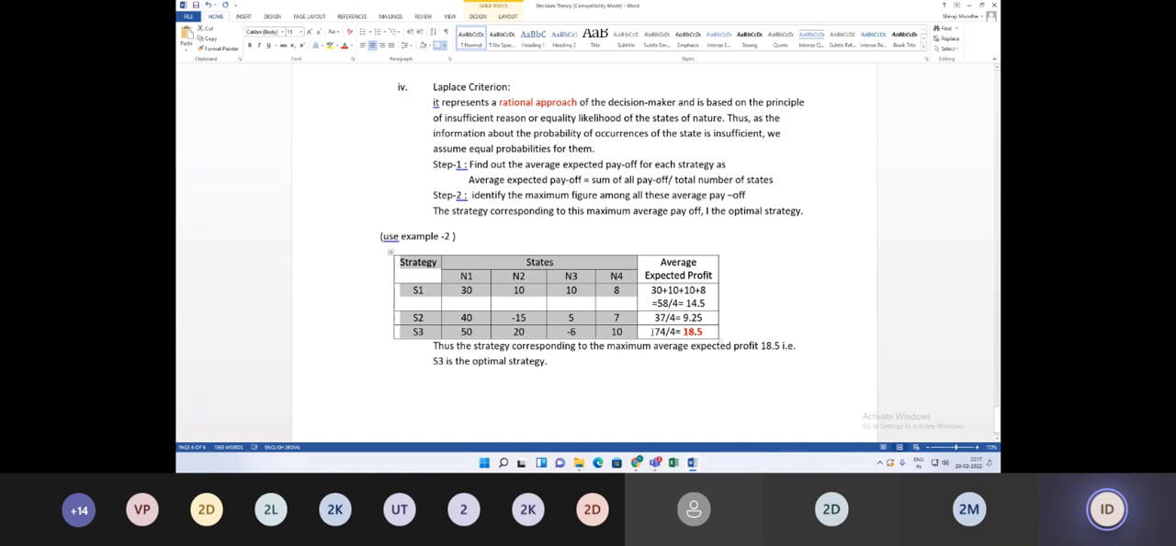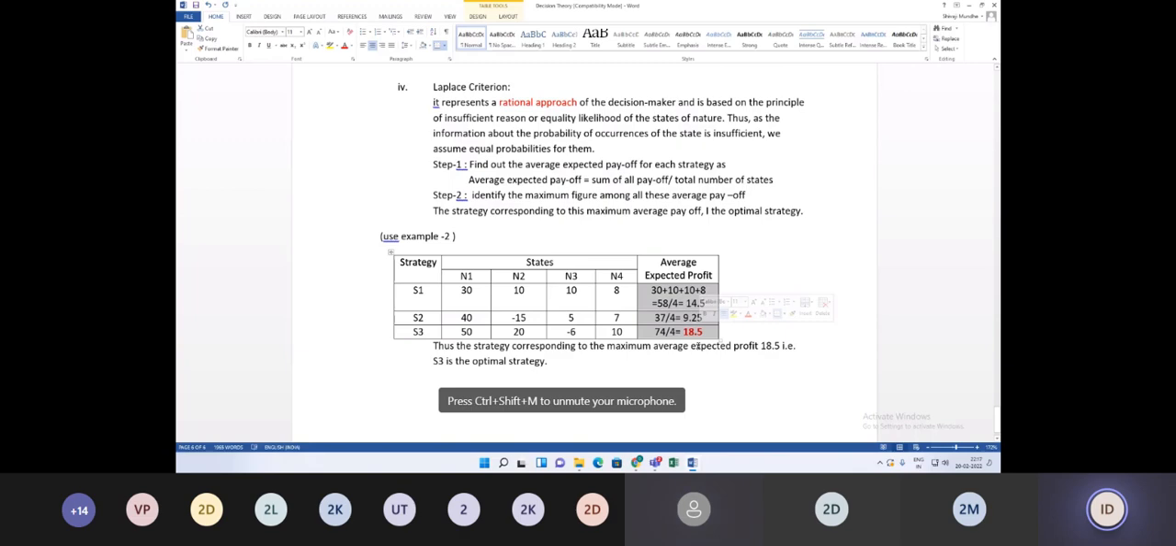Minus 6 is the direct answer I have written. Correct. So 50 plus 20 plus 10 is 80, minus 6 is 74. Here also the same thing: 40 plus 5 plus 7 minus 15, that is 37. Keep that in mind. 74 divided by 4 is 18.5, and if you look at this, what is the highest one? 18.5 is the highest one, hence the manager adopts the S3 strategy for the decision making.